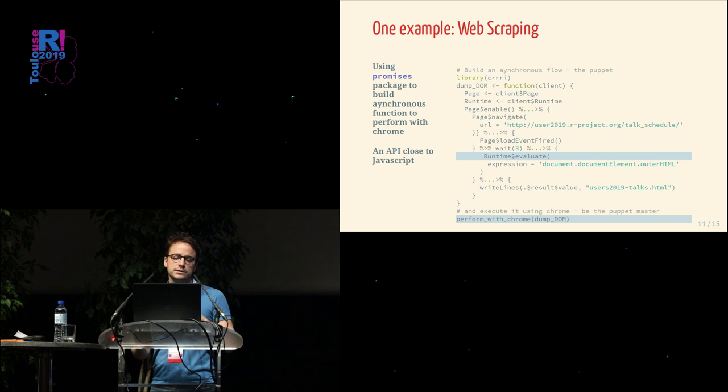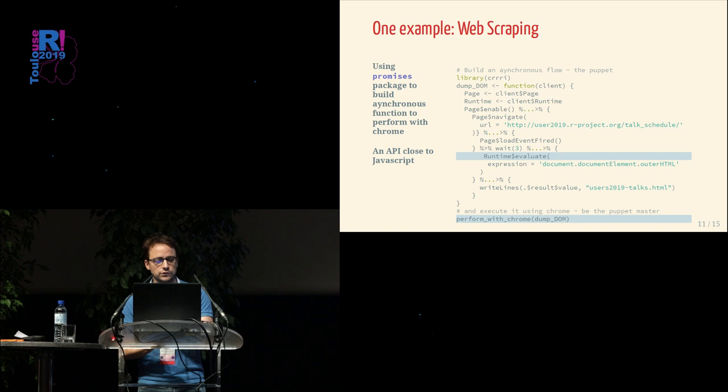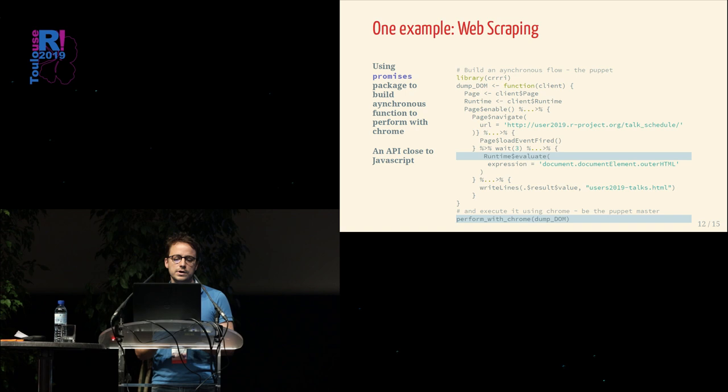Building asynchronous functions is like that. crrri is built on top of the promises package, so you can chain and pipe the commands, the events, everything in the DevTools protocol using the special pipe operators from the promises package. It's not a new one, it's the one from the promises package. Here is an example of an asynchronous flow that will dump HTML to a file to, for example, use rvest and standard techniques to scrape it.